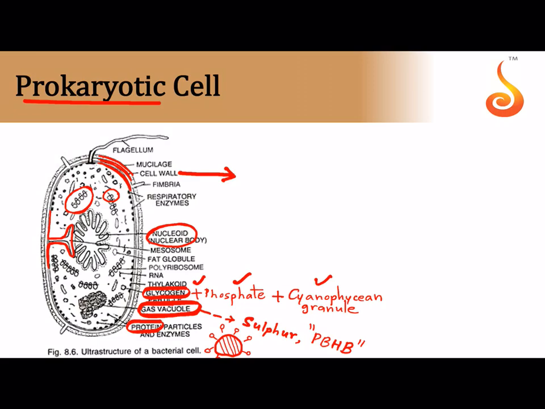So there may be a covering where each lipid molecule has a hydrophilic head and a hydrophobic tail. This kind of covering can be considered a non-unit membrane. In a typical prokaryotic cell, you will not find any membrane bound cell organelles, except ribosomes, which are common to both prokaryotic and eukaryotic cells. Otherwise, you will not find any endoplasmic reticulum, no nuclear membrane, no Golgi apparatus, no lysosome, no peroxisomes, no glyoxysomes. So you will not find any membrane bound structures.